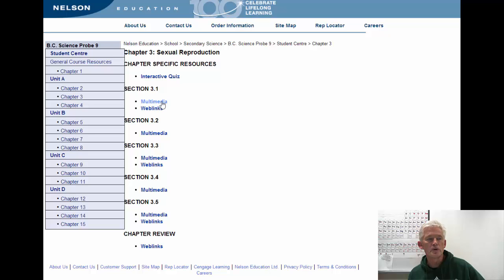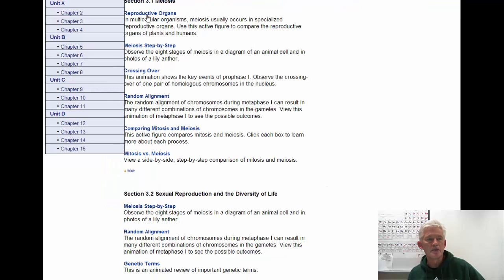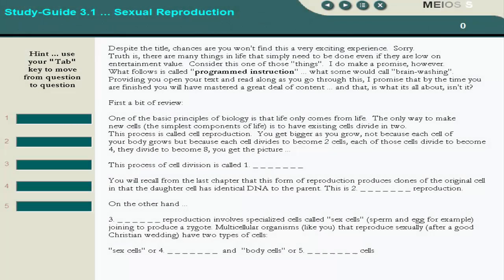So notice for 3.1, we've got animations on the reproductive structures, meiosis step by step, crossing over, a very important event that basically increases diversity in sexual reproduction, something called random alignment. Again, that increases diversity. And then a nice little comparison of mitosis and meiosis. So make sure you take a look at those. So that's Study Guide 3.1.